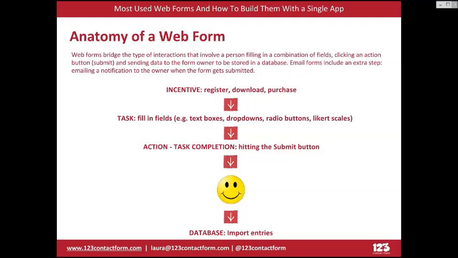So the steps are as follows. We have the incentive, so the reason for me, the site visitor, to fill in that form, for example, to register to a service or to download a freebie or maybe to purchase a product. Then the task itself is to fill in the fields and provide the needed information. I will have the action for task completion, so I will hit the submit button, and then success, I have a smiley face, everything went right, and I will receive the aim that I went to the form for in the first place. Next, the form entry gets imported into a database, and everything is organized in one place.